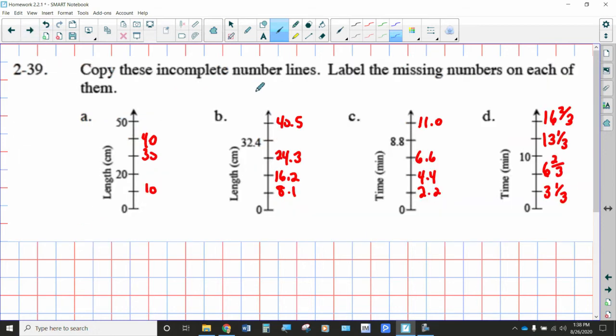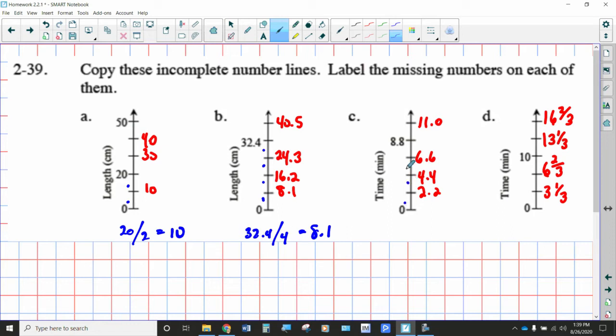Here we've got number lines, and so here you got 1, 2 steps to get 20 total centimeters. So that means that every step must be 10 centimeters. So 10, 20, 30, 40, 50. Here you've got 1, 2, 3, 4 steps to get 32.4 centimeters. That means that every one of these steps is 8.1, 16.2, 24.3, 32.4, and so on.